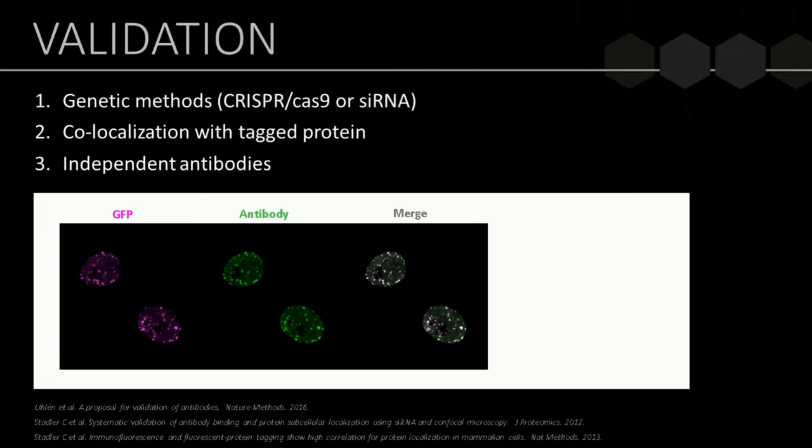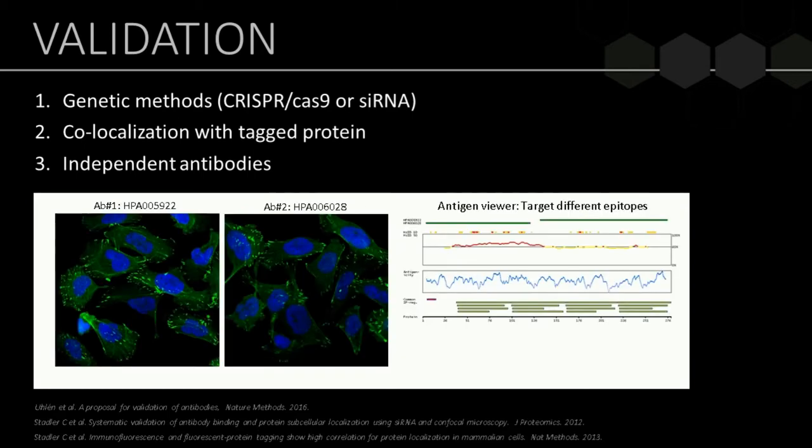And finally, we also use the strategy of independent antibodies very frequently. So here we have 2 antibodies that target a protein that localizes to focal adhesion sites and actin filaments, and we can see that the pattern is very, very similar, if not identical. So this is also proof that the antibodies are very likely binding the right protein. But what is important to think of here is that the antibodies bind different epitopes of the target protein, so that they are truly independent.